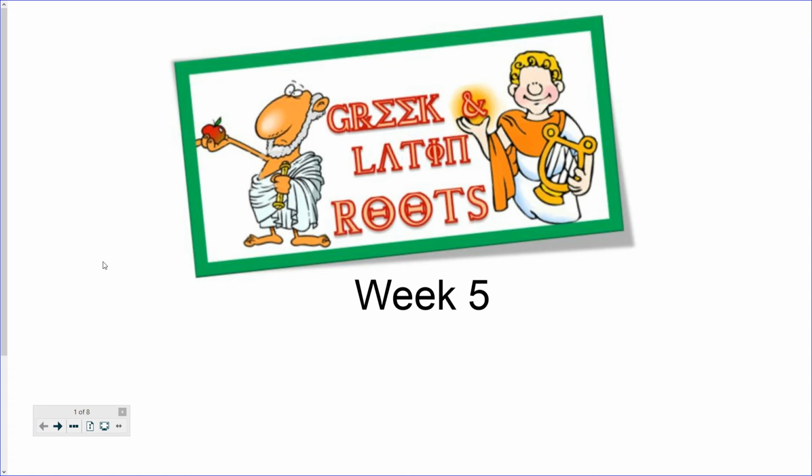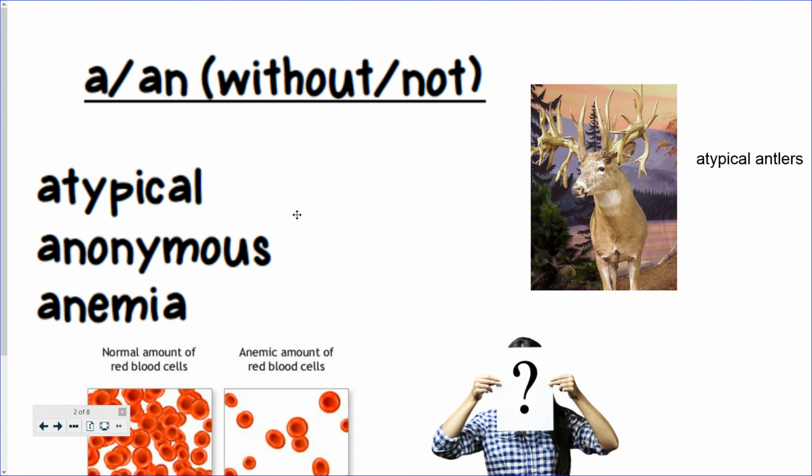All right, so this is going to be week 5 of Latin and Greek roots. All right, so your first one is going to be the a or an, which means without or not. One word is atypical, meaning not typical.